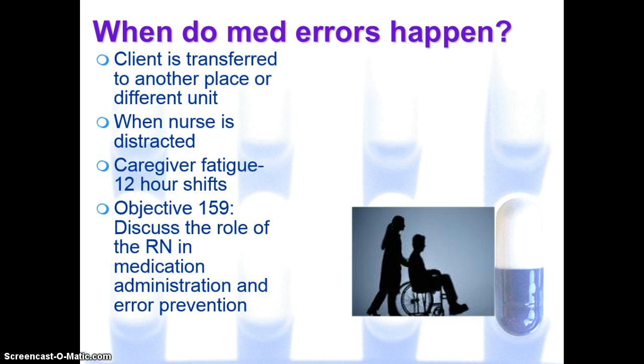When they cause harm, we have to think of what we need to do for that patient. Med errors happen most often when a client is transferred from one facility to another, from the nursing home to the hospital or back, when the nurse is distracted, when we've worked three 12-hour shifts in a row, when we're just very tired and very fatigued and gotten kind of in a negative routine. This is Objective 159, looking at the role of the RN when errors do happen. We have to think about what is the role of that conscientious nurse when a med error happens.